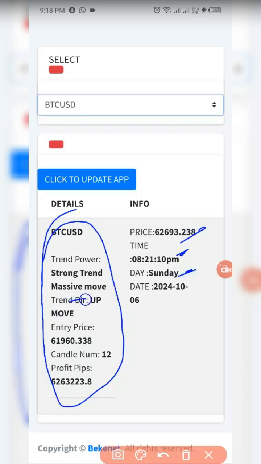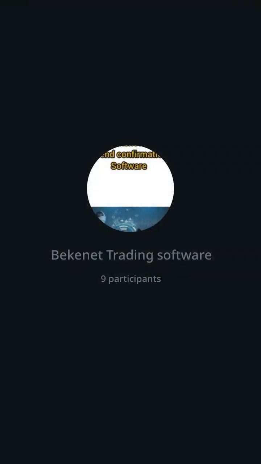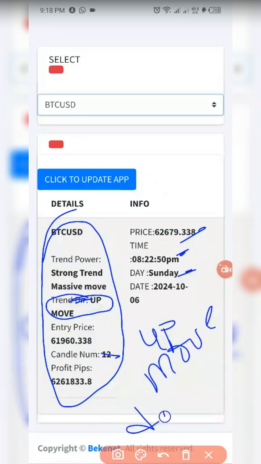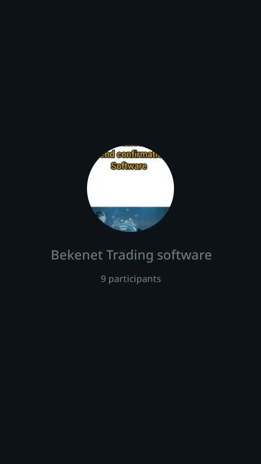How do we use this information to know that we are going to buy or sell? It's very simple. We look at the trend direction. If the trend direction is telling us up move, meaning that it's a buy. If it's telling us down move, meaning that it's a sell, that is the only 2 things you need to look out for. Any other thing, you don't have any business with that.